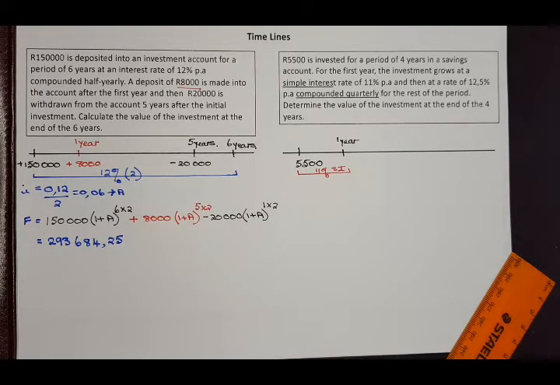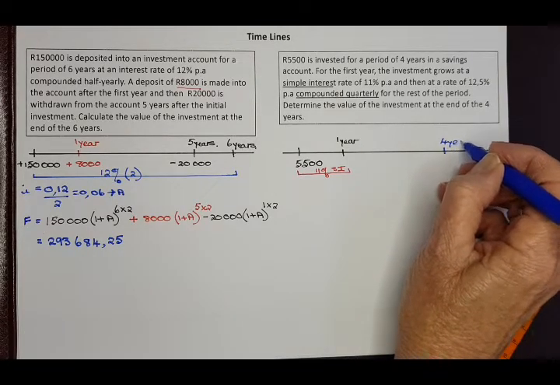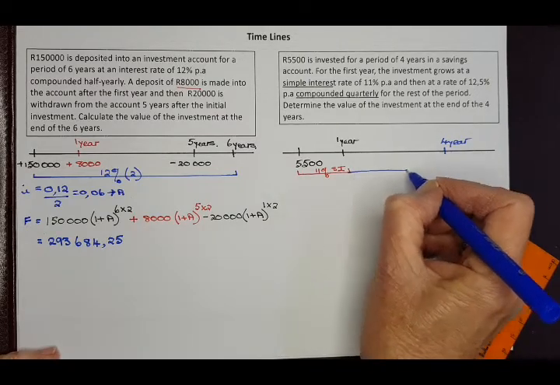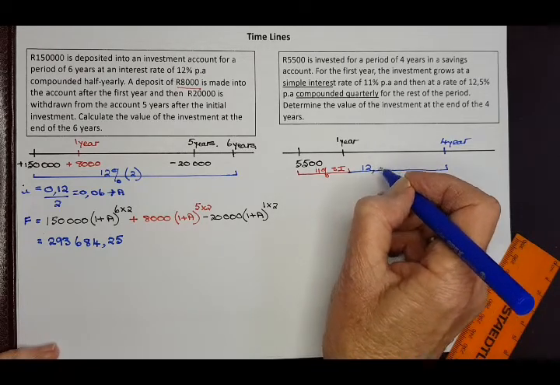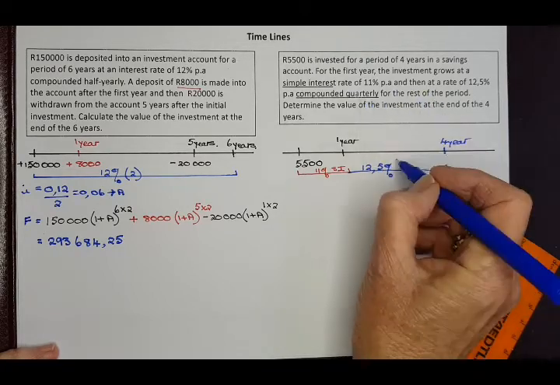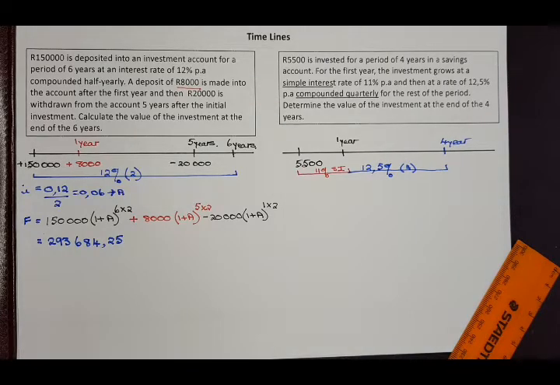All right, and then your interest rate changes to 12.5% quarterly for the rest of the period. Okay, now we were told that in total we are talking about a 4-year stretch. So for this last part here, for those 3 years, our interest rate is 12.5% per annum, compounded quarterly.